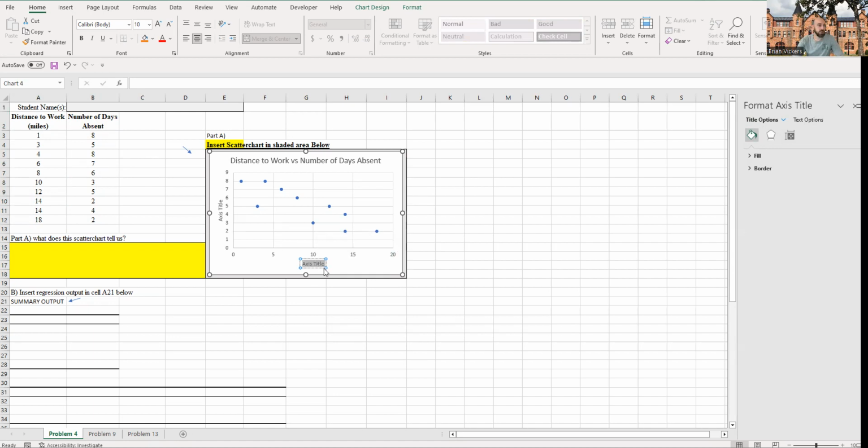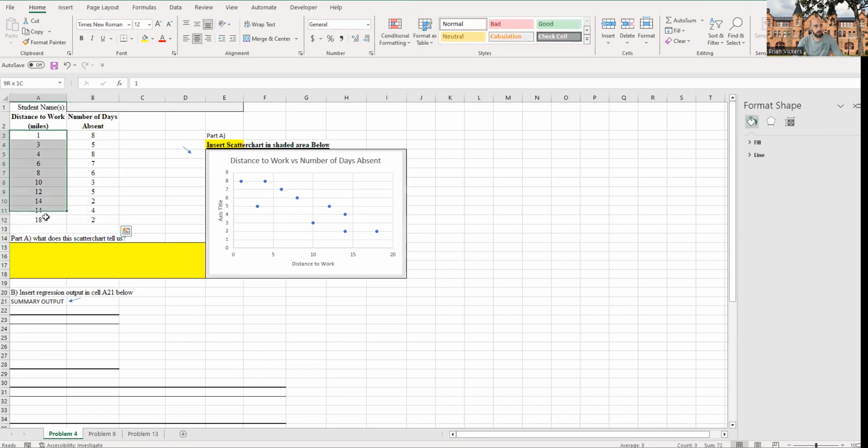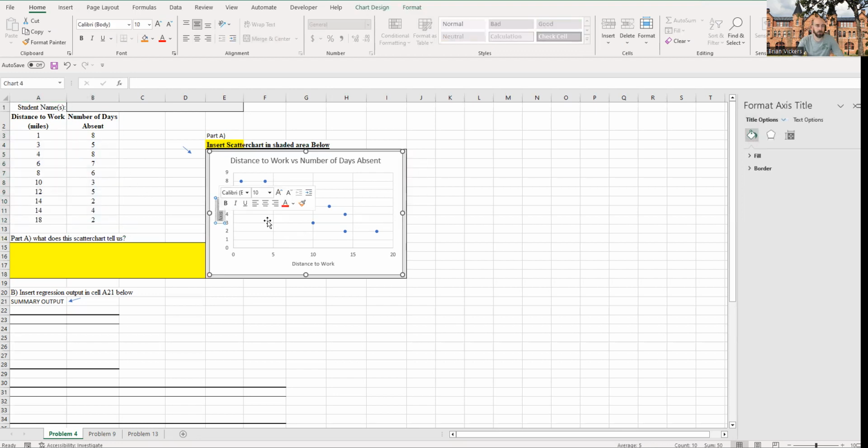So again, make sure we give this a title. This is going to be distance to work. And if you're not sure which one it pulled into the scatter chart, just look at the numbers involved, right? This one goes up to 20, but this one doesn't. This one does go up to 18. This one goes 1 through 9. So that would match that better. So it's kind of easy to tell when you look at the numbers, unless they happen to be in the same kind of range. Number of days absent.